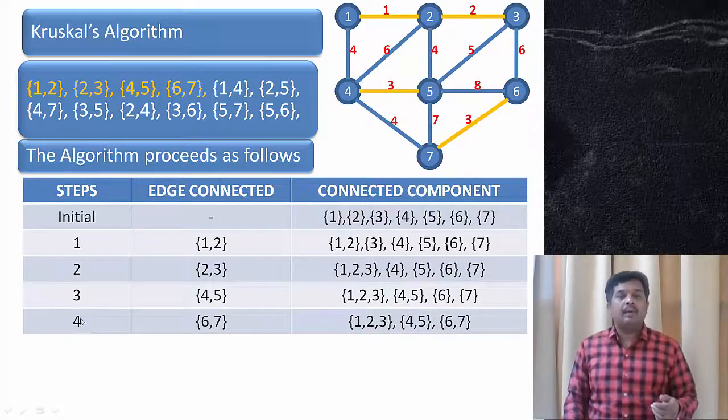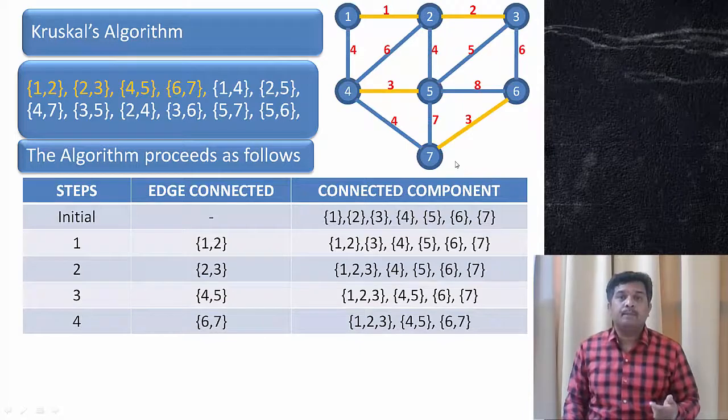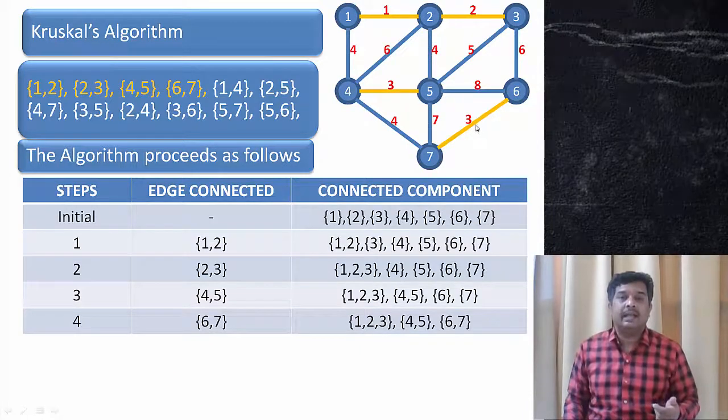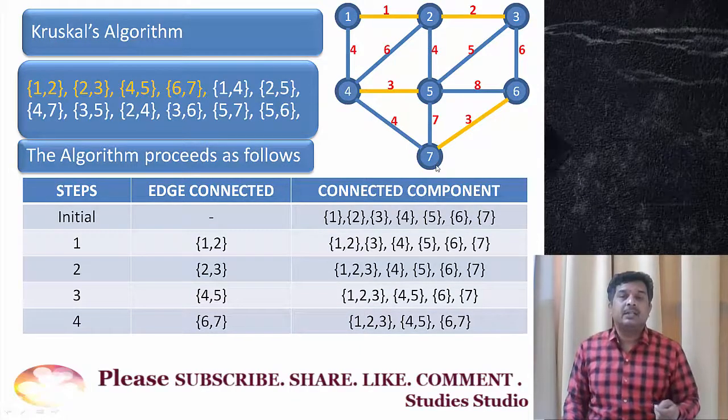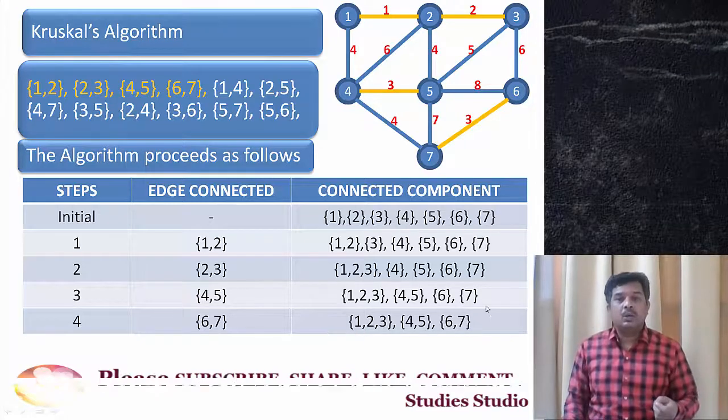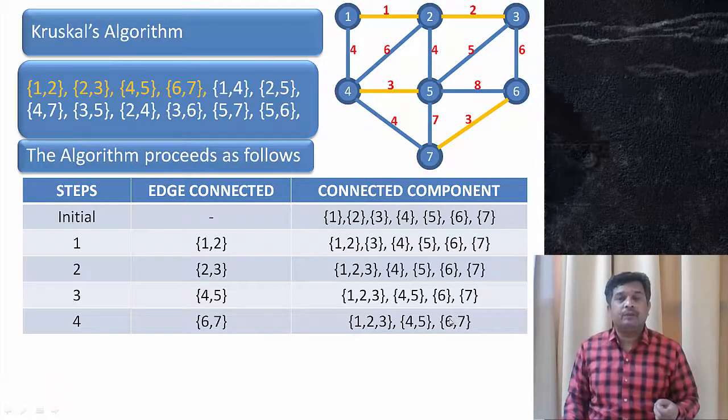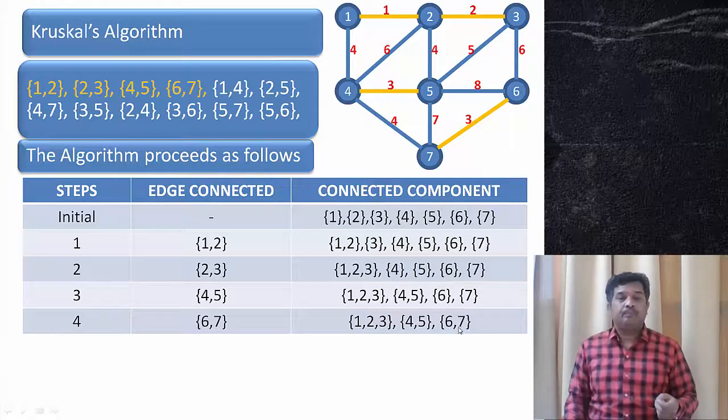Now in step 4, next smallest value we are going to choose. The next smallest edge is 3. It is between vertices 6 and 7. So we'll again combine 6 and 7 to form one more component.